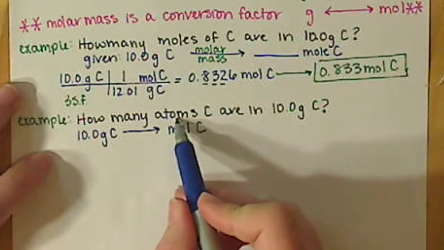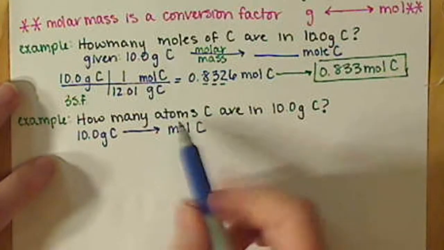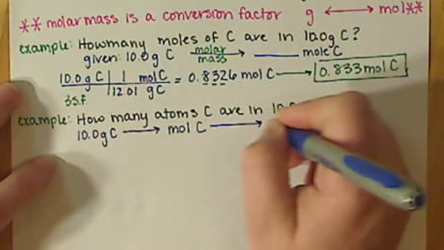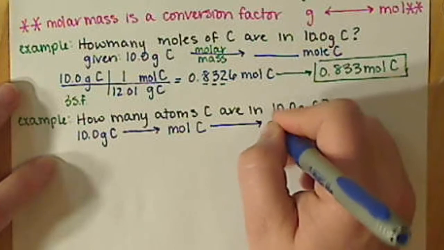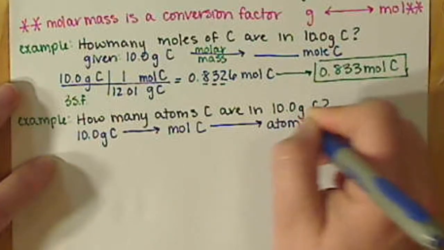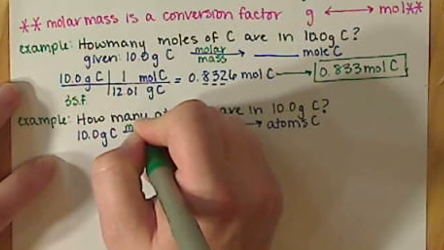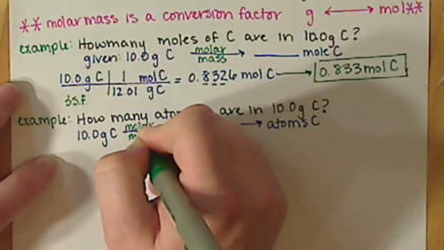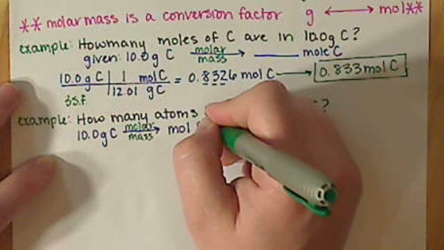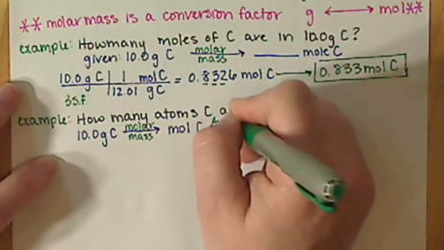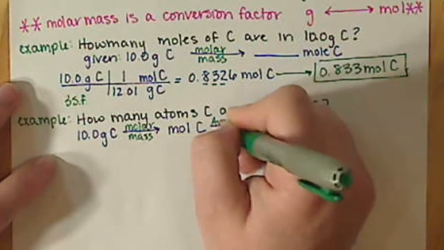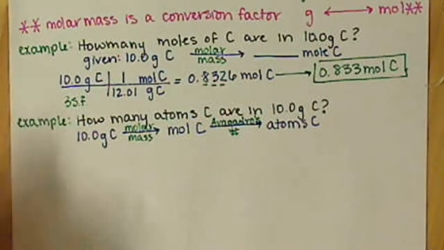And whenever we're involving atoms or molecules, we have to involve Avogadro's number. So we'll go from moles of carbon to atoms of carbon. So we're looking at molar mass for our first step and Avogadro's number for our second step.